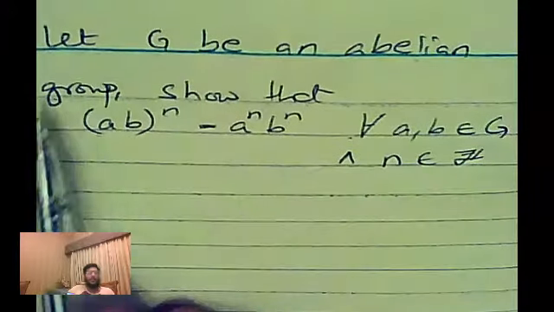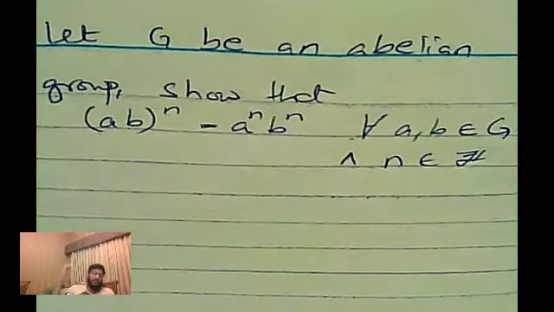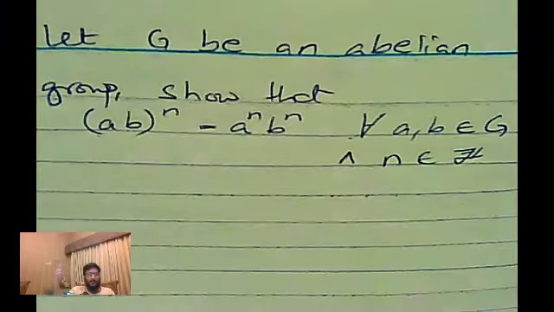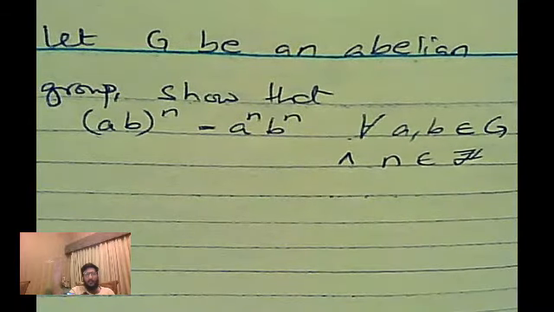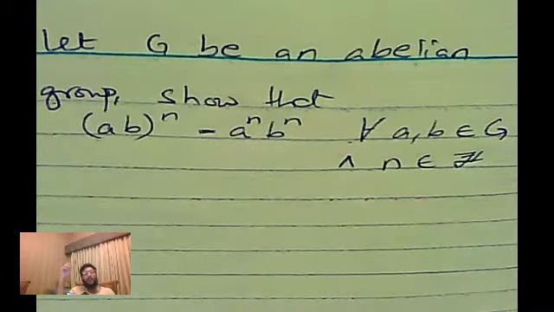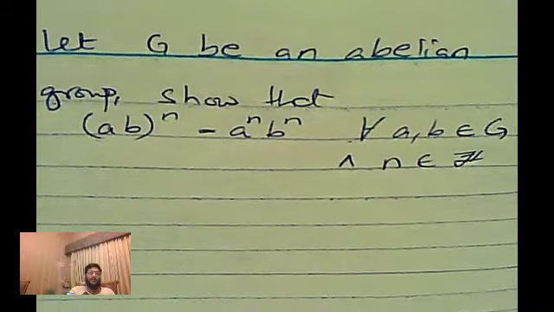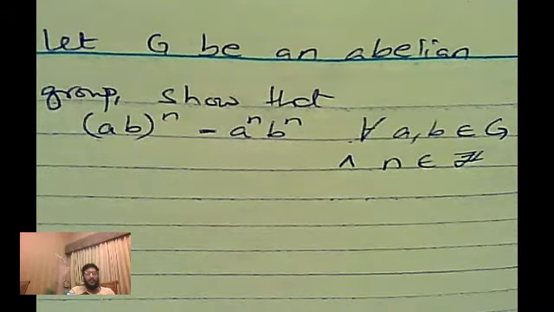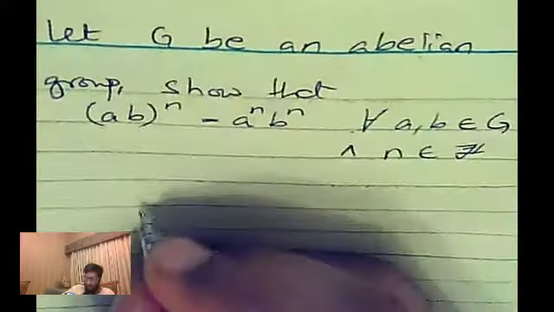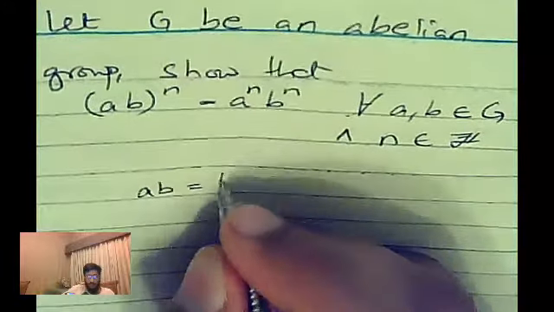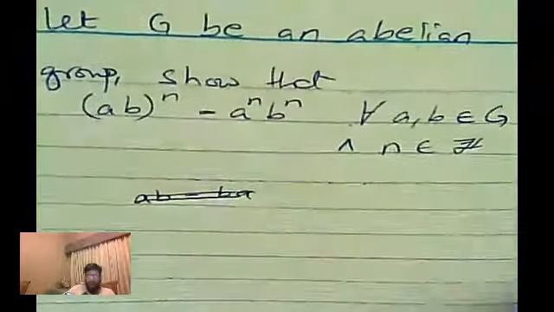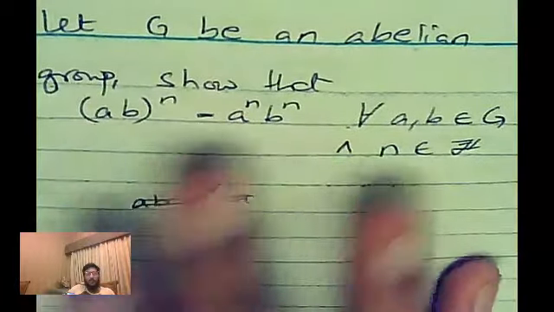But what are the properties of a group? Closure property, associative property, inverse exists, identity element must exist. These are the four properties of a group. And what is an abelian group? Abelian means that there is a fifth property, and the fifth property is the commutative property. That means ab should be equal to ba. Okay, now I have to show this.